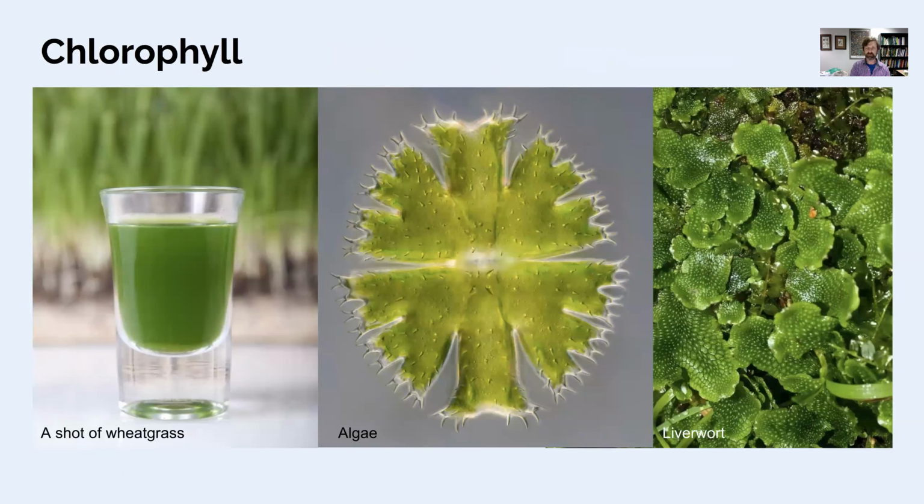All right, so what's the deal with chlorophyll? We talked earlier about green being this signal that an organism might be doing photosynthesis. Organisms that are doing photosynthesis, by and large, are green. So what's up with the green? We see it in the algae, we see it in the liverworts, and when I have students live in the classroom, I like to ask them if they've ever had a drink of wheatgrass.